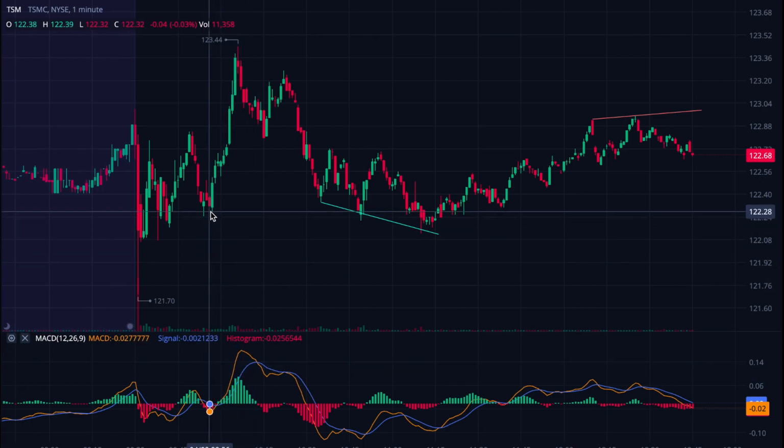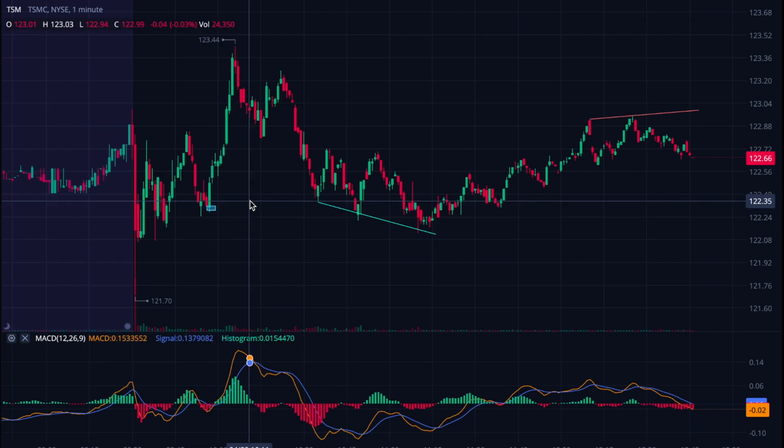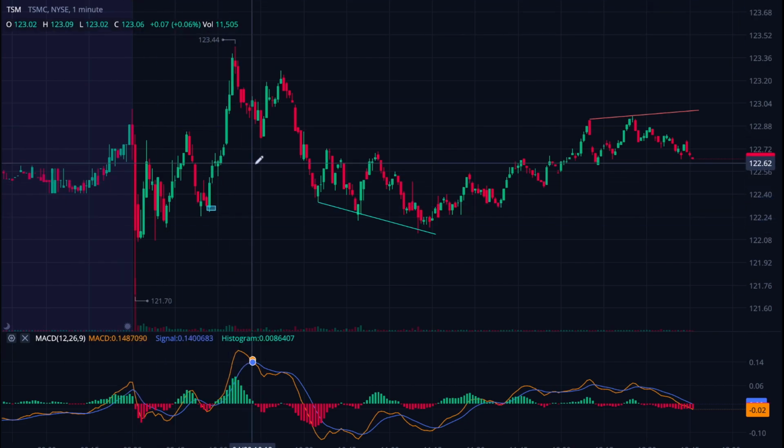So let's take a look at what that would have looked like in the price action. So right here, let me do my rectangles. Right here, the yellow crossed over the blue. We're actually during trading hours, so it's moving on me a little bit. So it's a little bit tricky. But there you would have bought in, and then you would have sold about here.